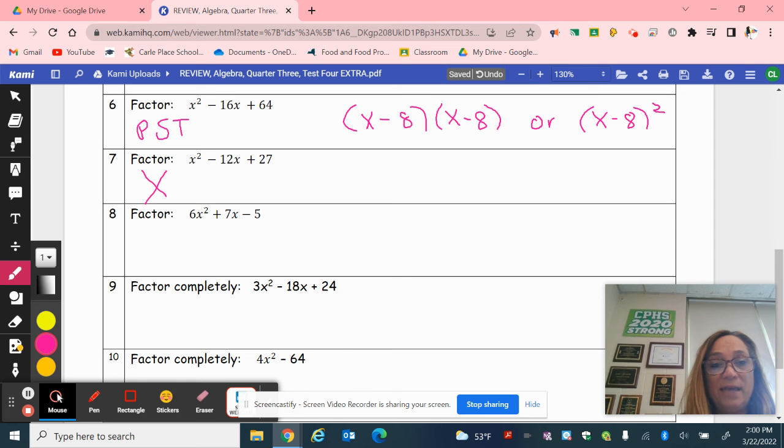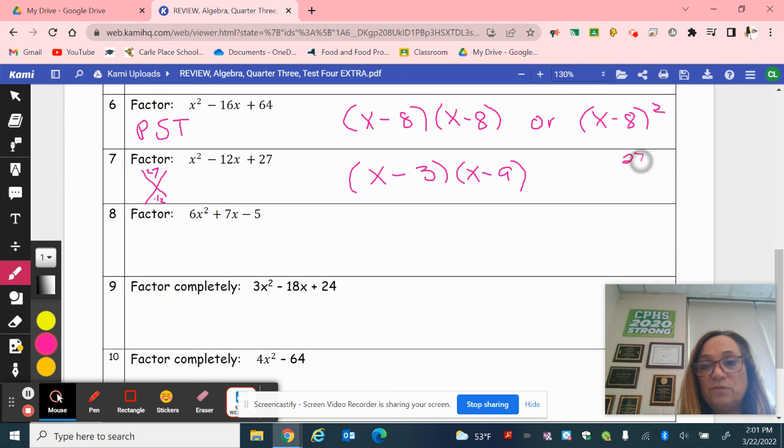Okay, so this is just going to be basic. That's like when I've been making the x and I'm putting the 27 here and the negative 12 down here. So I'm getting minus 3 and minus 9. I'm looking at the factors of 27, 1 and 27, or 3 and 9.